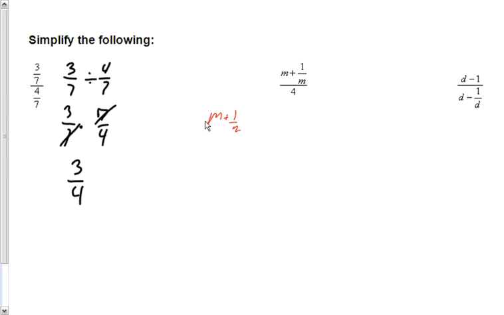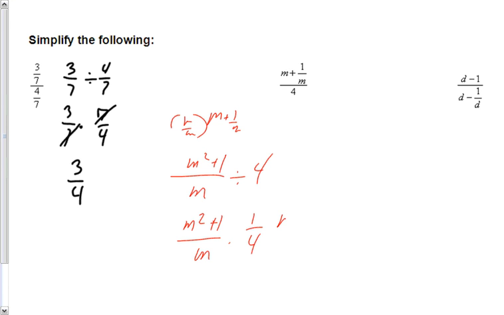Its common denominator is m, so multiply this by m over m. That's m squared plus 1 over m. And this is getting divided by what number? Well, what's the bottom? 4. Well, m squared plus 1 over m times the reciprocal, which is 1/4. And you just get m squared plus 1 over 4m. Not much you can really do with that problem, so you're going to have to deal with it that way.